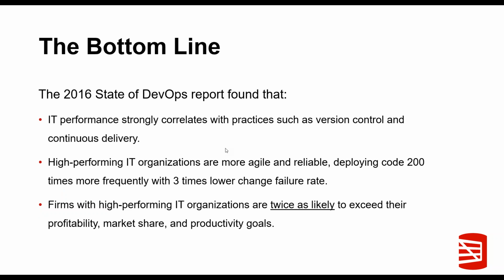And this report from the 2016 State of DevOps is actually pretty relevant here. IT shops who utilize best practices such as version control and continuous delivery deploy code 200 times more frequently and with more confidence. And that enables them to become more agile in their software delivery process and makes the company twice as likely to exceed their goals and profitability.